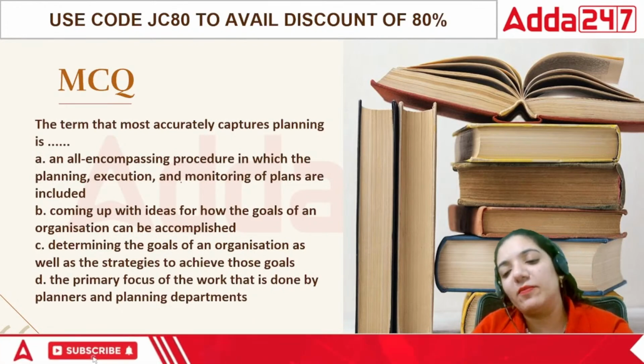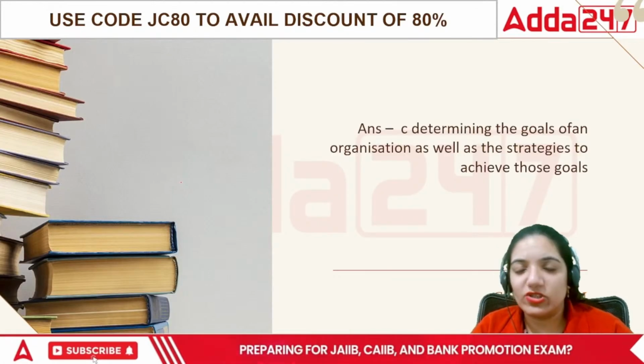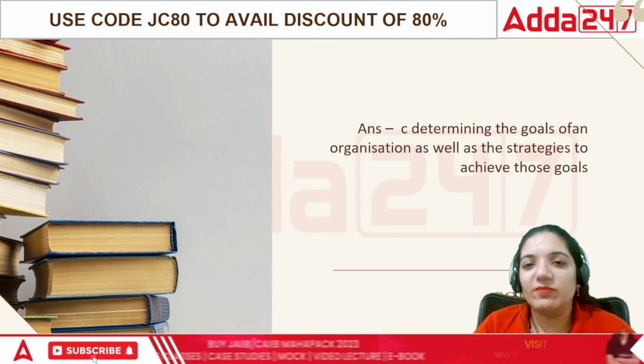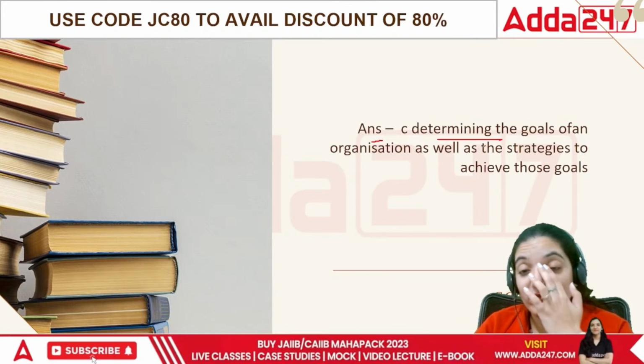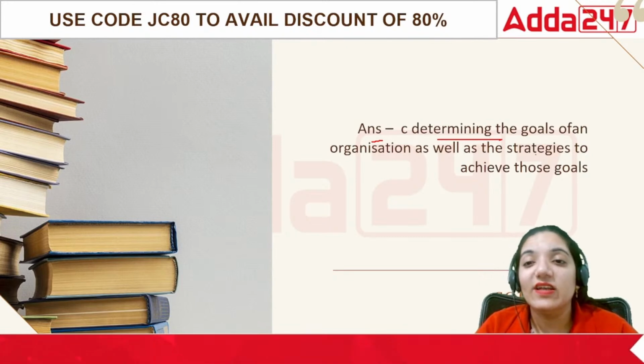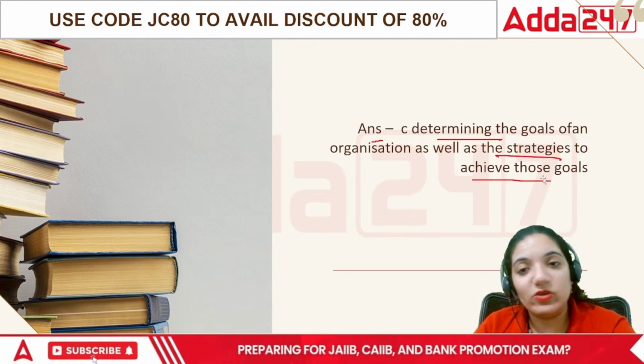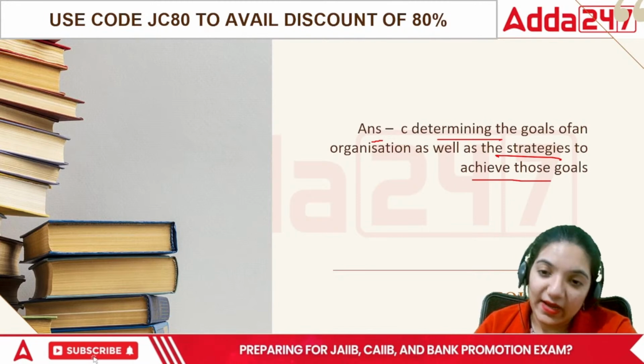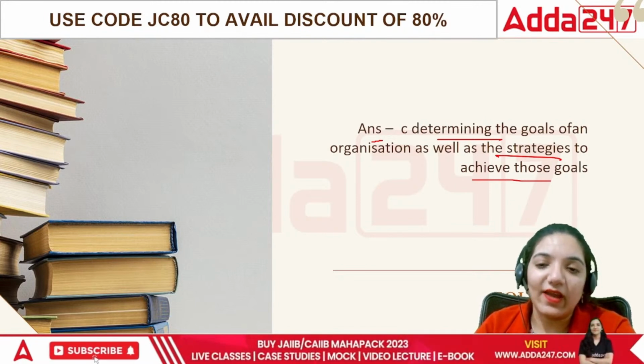When we talk about planning, planning is setting up the goals of the organization and then we try to achieve them. So the point is C. Determining the goals of an organization as well as the strategies to achieve those goals. We don't end up with the objective, we end up with the particular point where we try to find out how do we solve the problem as well.